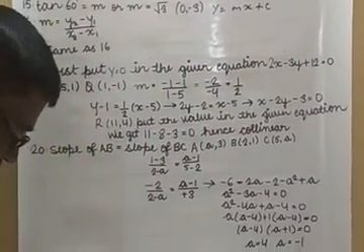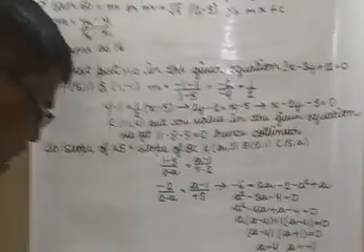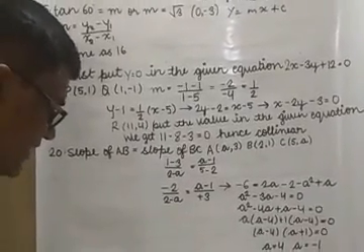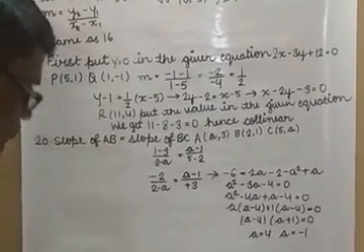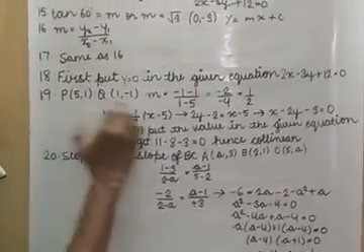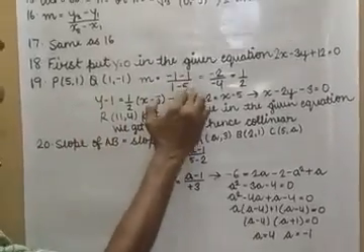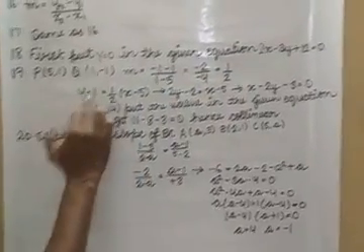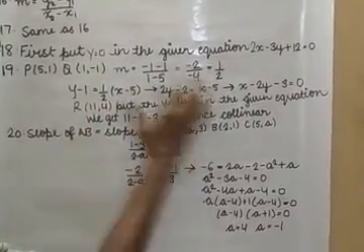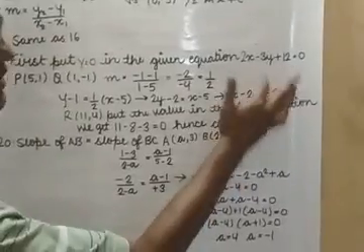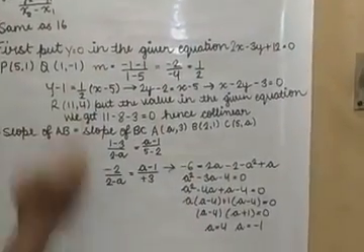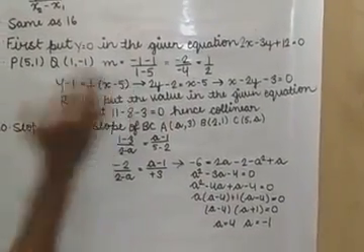Question number 19. Find the equation of line passing through point P and Q. Hence, show that the points P, Q, R are collinear. We have 2 points. First of all, I have calculated the slope 1 by 2. After calculating the slope, I got the equation like this. I solved the equation, and I got the equation x minus 2y minus 3 is equal to 0. R is 11 comma 4.